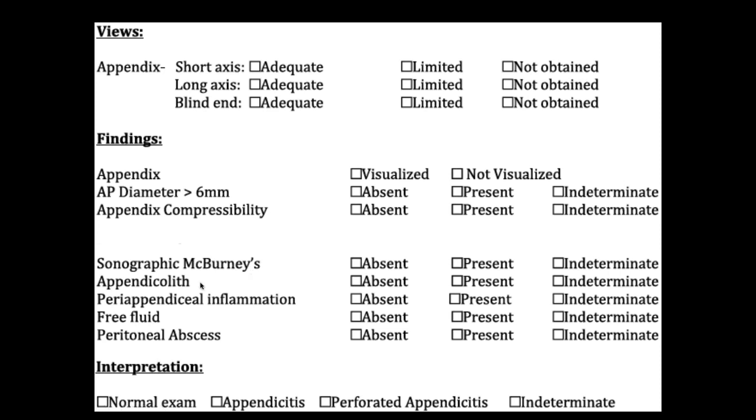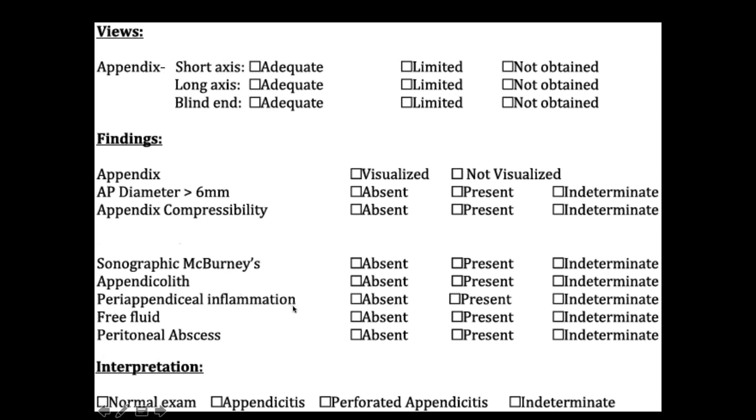An appendicolith is also pretty specific for appendicitis, but not every patient with an appendicolith is going to have appendicitis. But they say it's more specific as a marker for appendicitis. The way you're going to pick this up is that the lumen of the appendix has a hyperechoic line with a lot of posterior acoustic shadowing. I'll show you all these different secondary features in each clip where we've got positive appendicitis clips, and we'll go through each one of them.